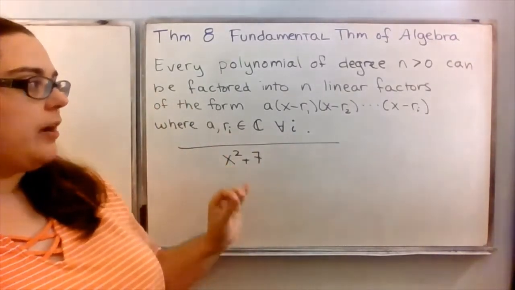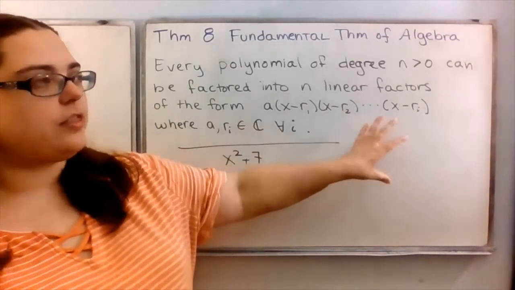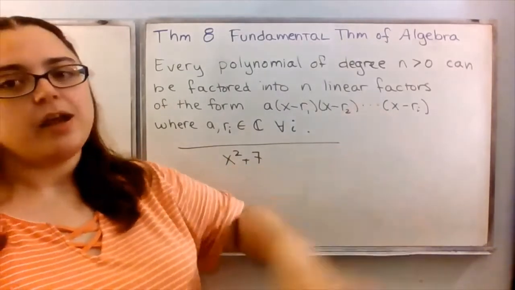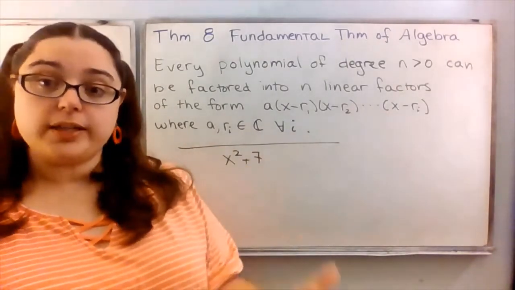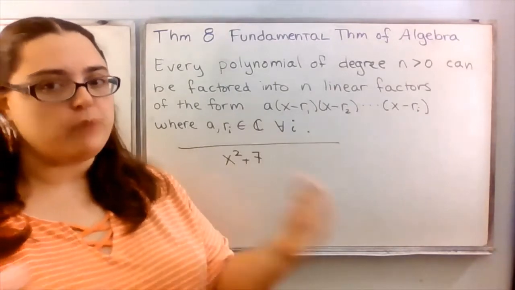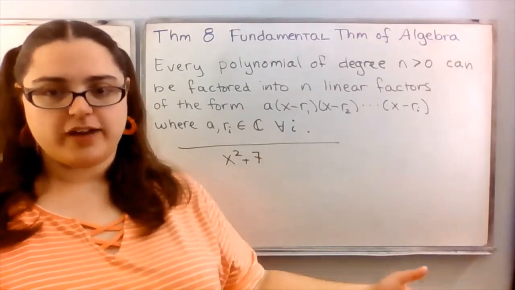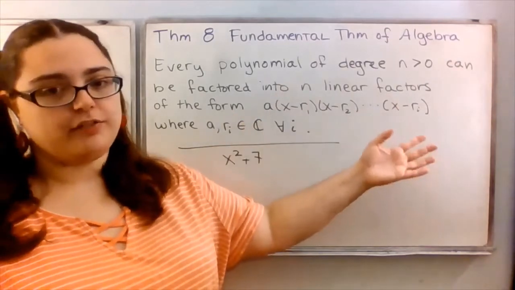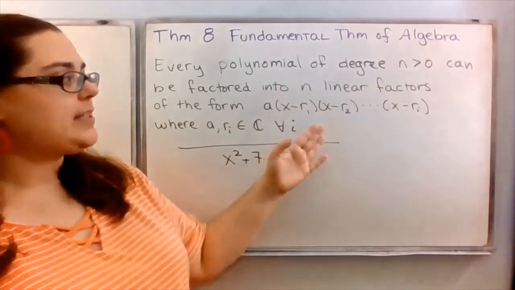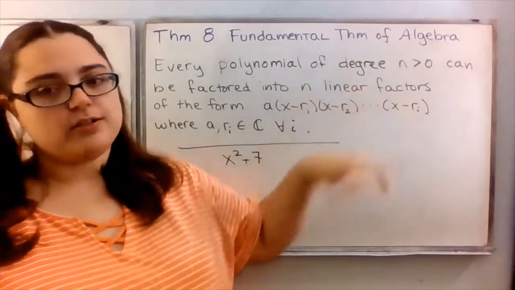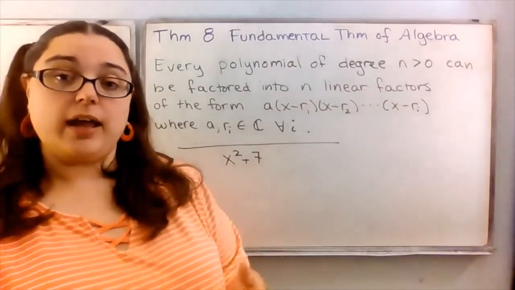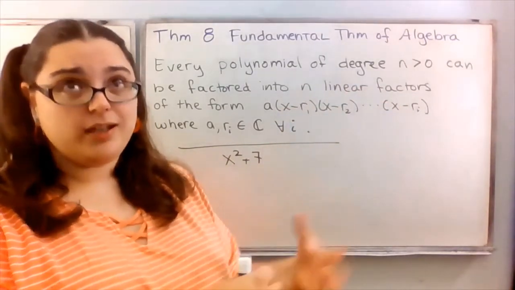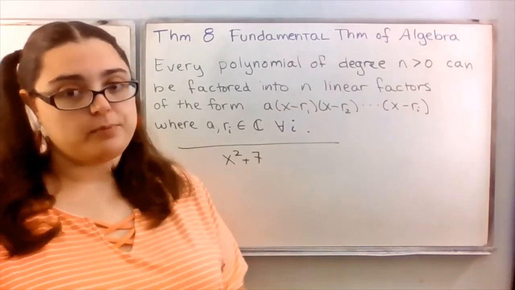Now, notice what's different about this theorem from Theorem 6. In Theorem 6, we were talking about unique solutions. So you have at most n unique factors. Same thing here, you're going to have at most n unique factors. So in this case, when it says n linear factors, it doesn't mean you have unique factors. You could have some repeats.